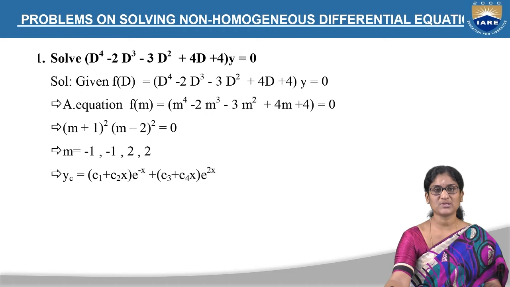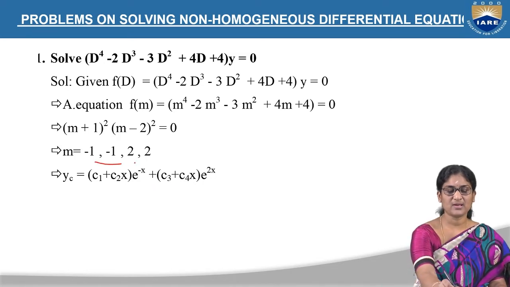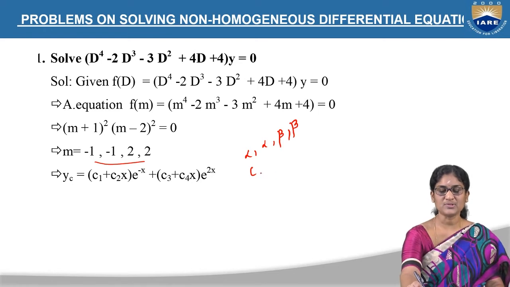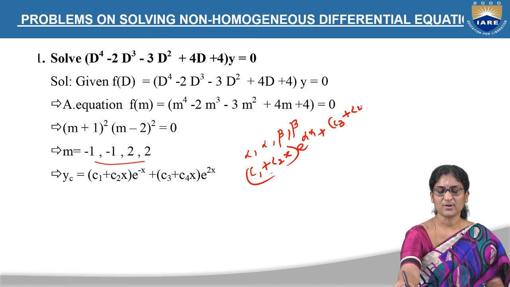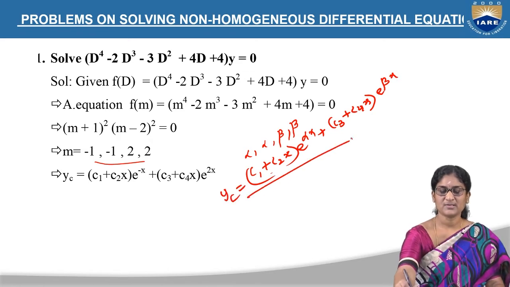So here two roots are repeated twice, that is minus 1, minus 1 and 2, 2. When this type of roots are there, for suppose if I have roots as alpha, alpha, beta, beta, whatever may be the alpha and beta, that are real roots, then the complementary function can be written as c1 plus c2 x e to the power of alpha x plus c3 plus c4 x e to the power of beta x. So this is how we can give the complementary function.